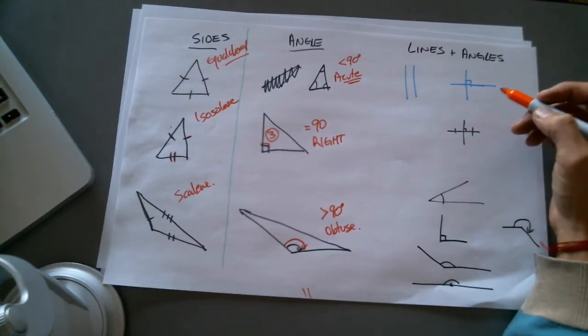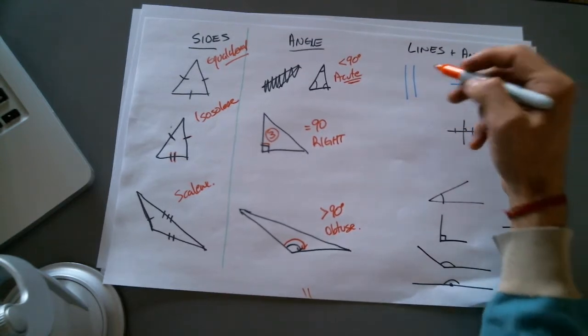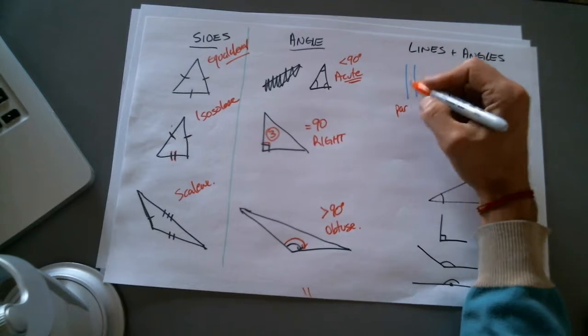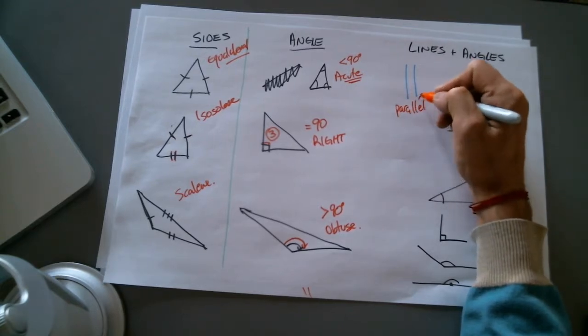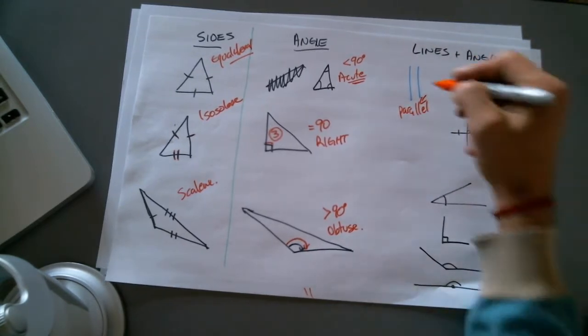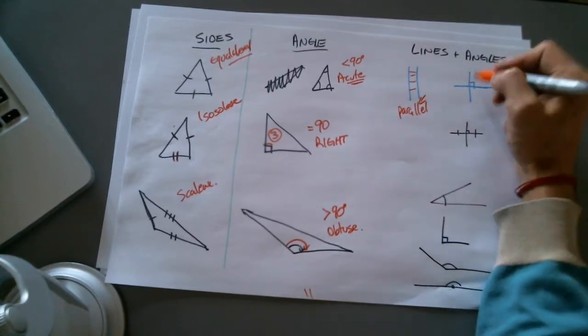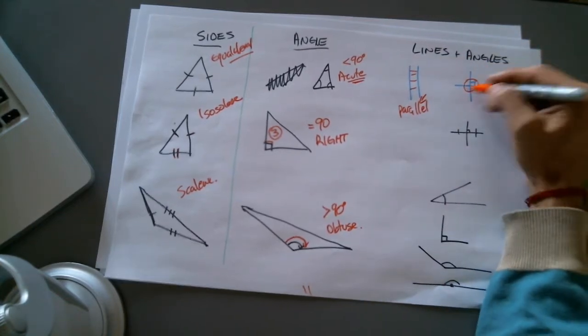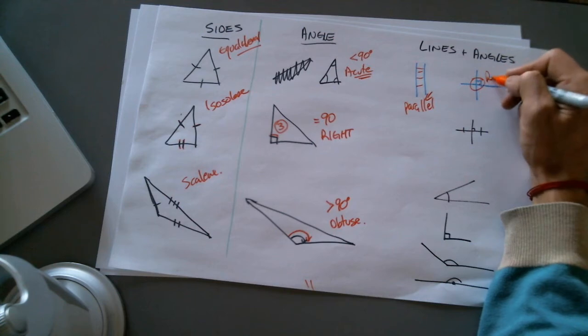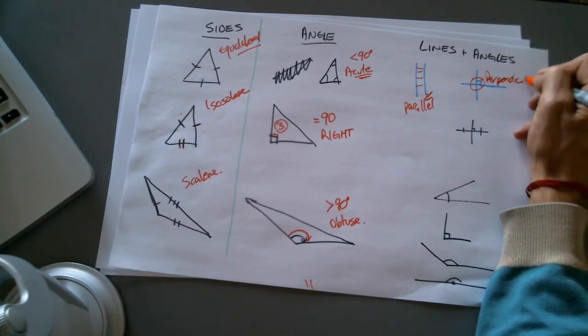Now, different types of lines. These can show up in different ways. So this one is parallel. Parallel. See the two L's? That's how you remember they run side to side. Same distance. This one here, anything that crosses at 90 degrees, perpendicular.